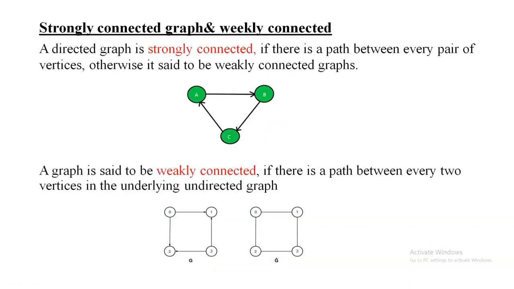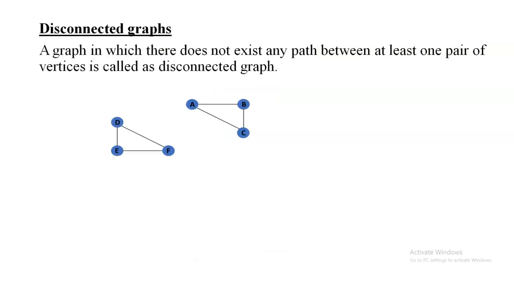The next one is strongly connected. Strongly connected in the sense, for each pair of nodes there will be an edge between them. So A and B there will be an edge. How many nodes there are doesn't matter, but for each pair of nodes, there will be an edge corresponding to it. If so, that will be called as a strongly connected graph.